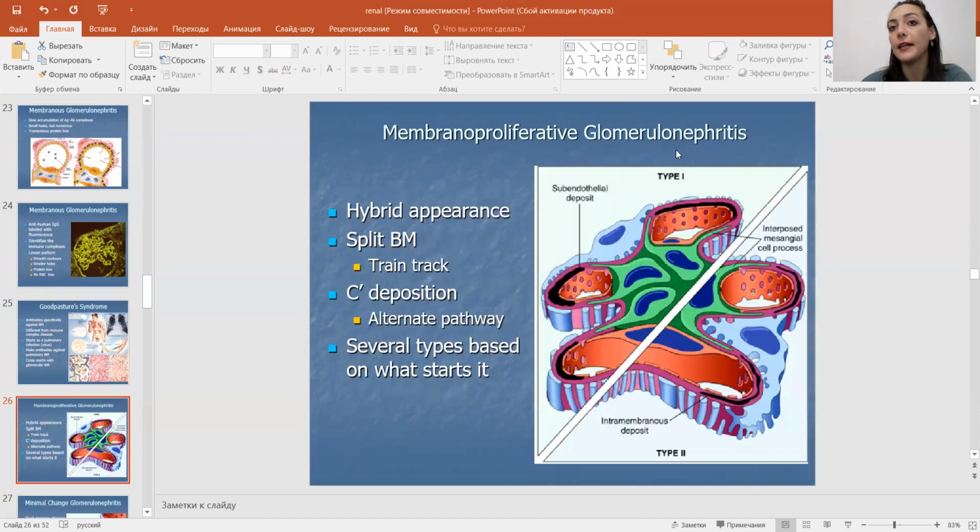Membranoproliferative glomerulonephritis. It means that normal cells proliferate in this pathology, giving it the appearance of a split basal membrane, a train track, with C3 deposition and alternate papillary. There are several types based on what starts it. Also, subendothelial deposits you can see. Endothelial deposits, 1, 2, 3, everywhere.